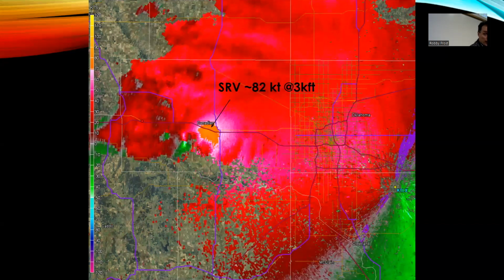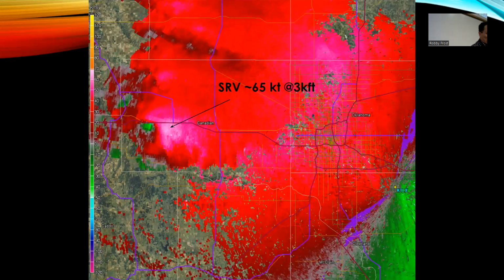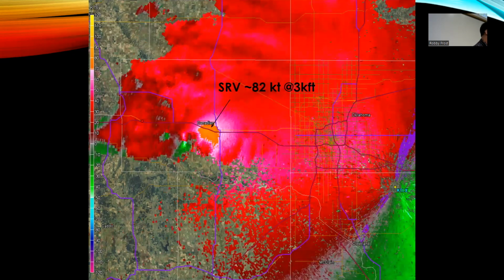And you see what happens. Look at this. It's only like 15, 20 minutes. The inflow increases from 65 to the low 80 knots in the storm relative sense. So it's like a 25–30% increase in the strength of the storm inflow over like 15 or 20 minutes.